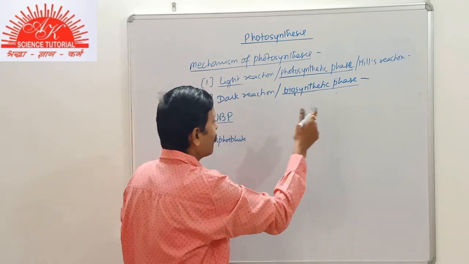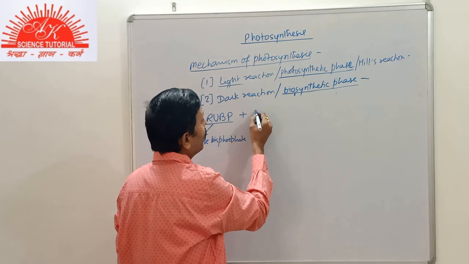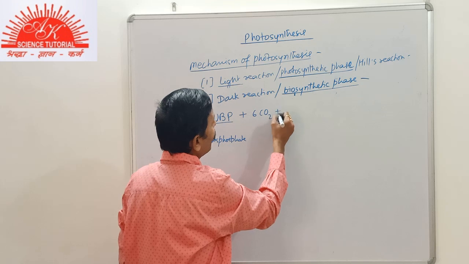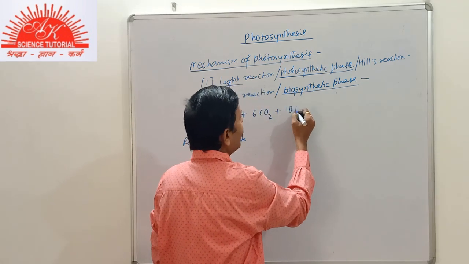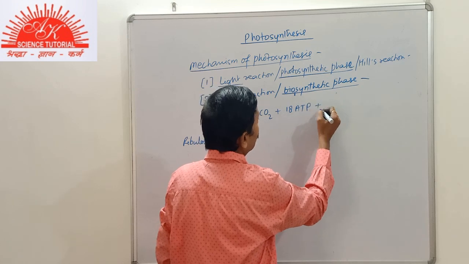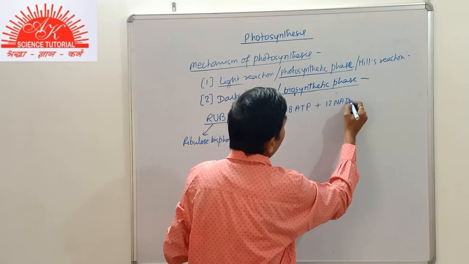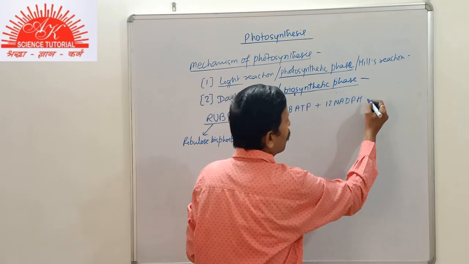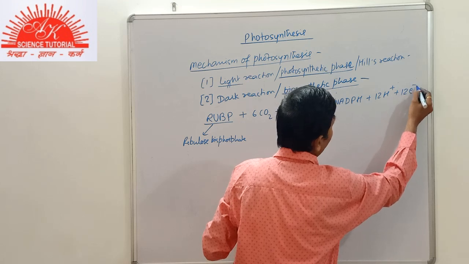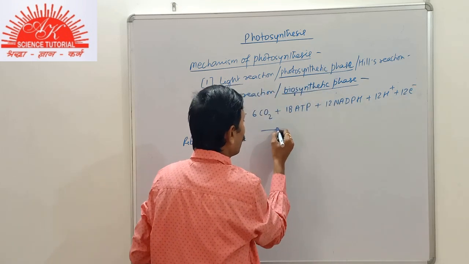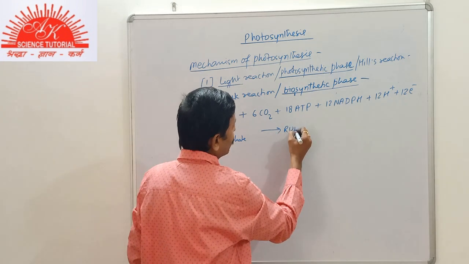So we are summarizing the process here in one step only. RuBP plus 6CO2 plus 18 ATP plus 12 NADPH plus 12H plus 12e overall. Again you will get RuBP.